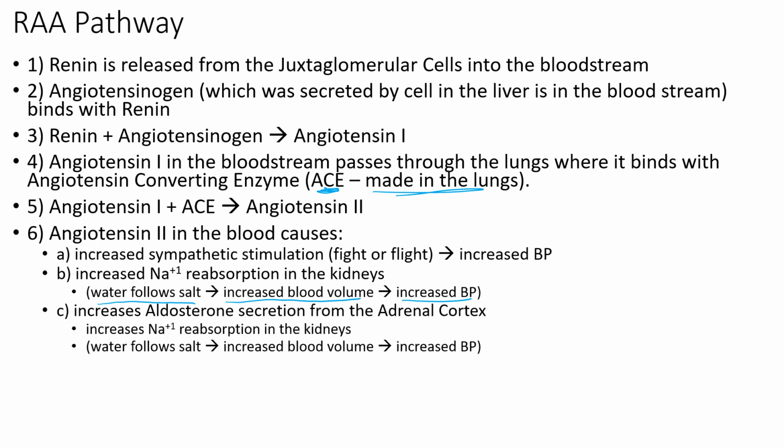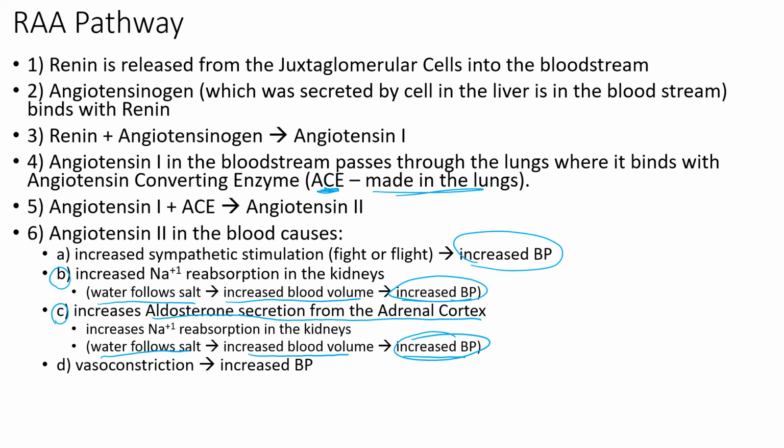Now, another thing angiotensin 2 is going to do, it's going to increase aldosterone secretion from the adrenal cortex of the adrenal glands. And we know that aldosterone, again, is talking to the kidneys. It's doing the same thing. B and C, the result is the same, right? Because we are causing sodium to be reabsorbed. Water follows salt. So that's going to be an increase in blood volume, which is ultimately causing an increase in blood pressure. So basically, everything is causing an increase in blood pressure.